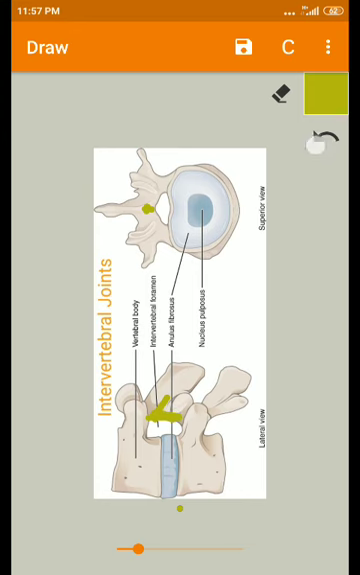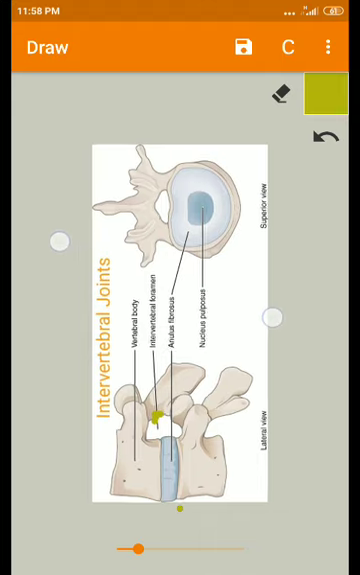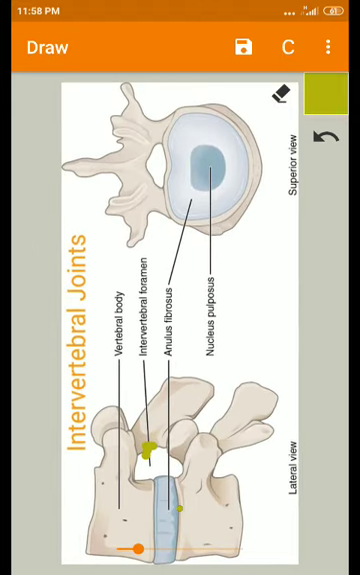These are the ligaments which support the intervertebral joints, and the movements taking place in the intervertebral joints are flexion, extension, lateral flexion, and some amount of rotation. In the thoracic region, flexion and extension are limited. Rotation is free in the thoracic region, and it is restricted in the lumbar and cervical regions. This is about the intervertebral joints.